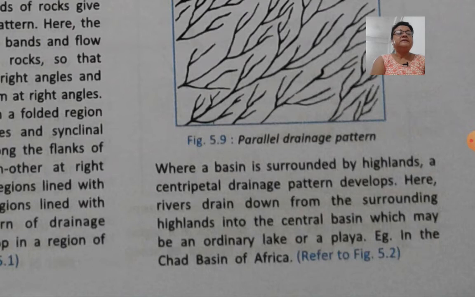Where a basin is surrounded by highlands, a centripetal drainage pattern develops. Here the rivers drain down from the surrounding highlands into the central basin, which may be an ordinary lake or a playa. For example, in the Chad basin of Africa.